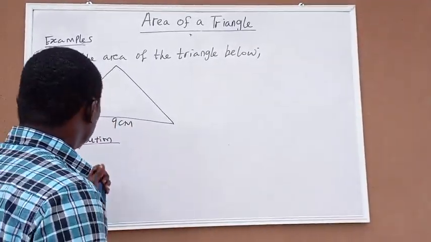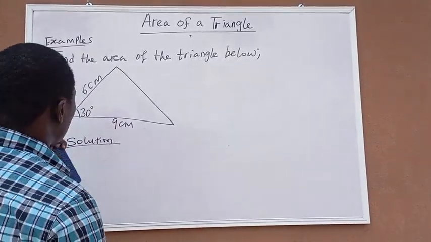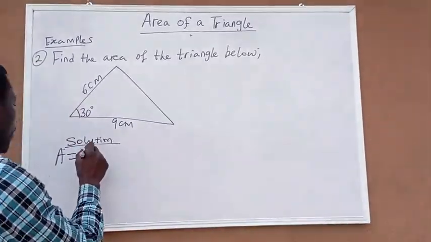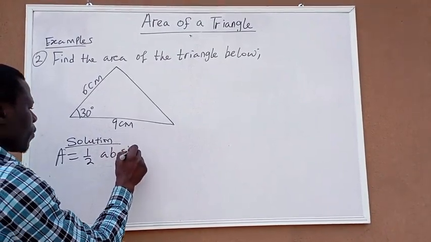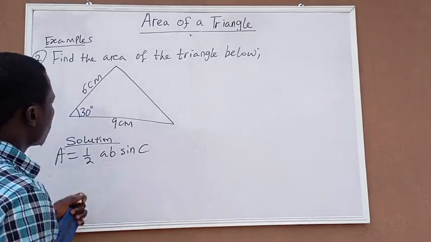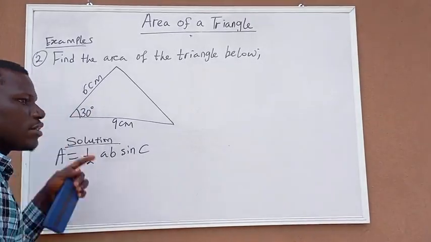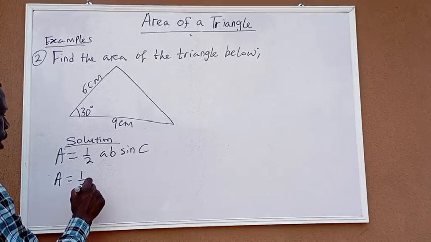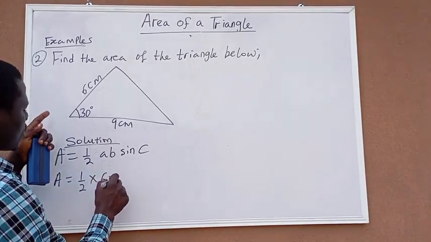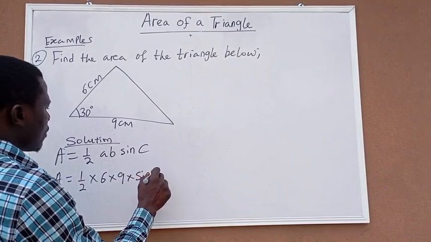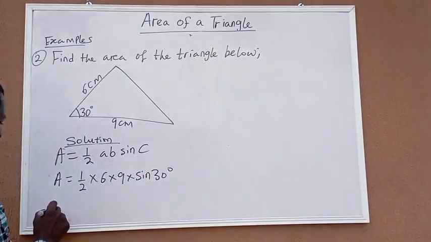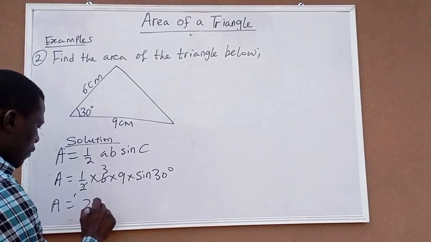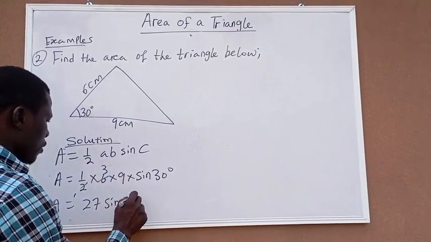In the second example, we have been asked to find the area of this triangle, and remember I told you when there's an angle given, we apply half AB sine C. In this case, A and B are 6 and 9, or 9 and 6, depending on you. It wouldn't matter anyway. So I have A equals half times 6 times 9 multiplied by sine 30 degrees. So A equals 2 here 1, 2 here is 3. 3 times 9 gives me 27 times sine 30 degrees.